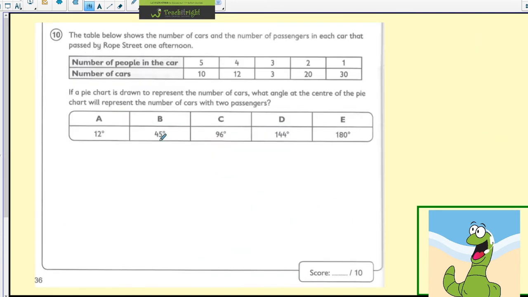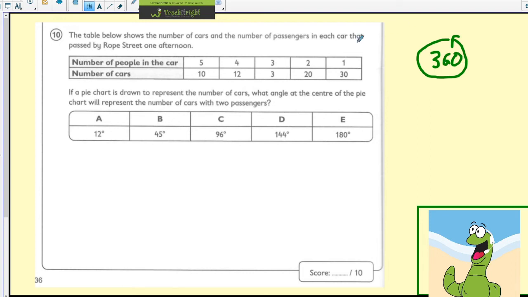And the last question, guys, doing really well. 2/3 of the way there nearly. The table shows the number of cars and the number of passengers in each car that passed by Rope Street in one afternoon. If a pie chart is drawn, so immediately pie chart, what facts come to mind? The format's going to be 360. Let's find out if that's useful. If a pie chart is drawn to represent the number of cars, what angle at the centre of the pie chart will represent the number of cars with 2 passengers?